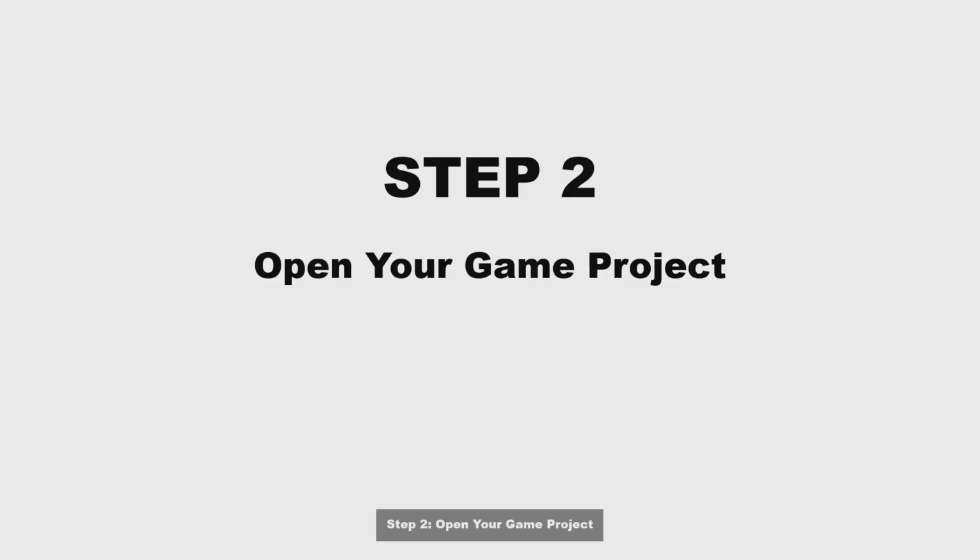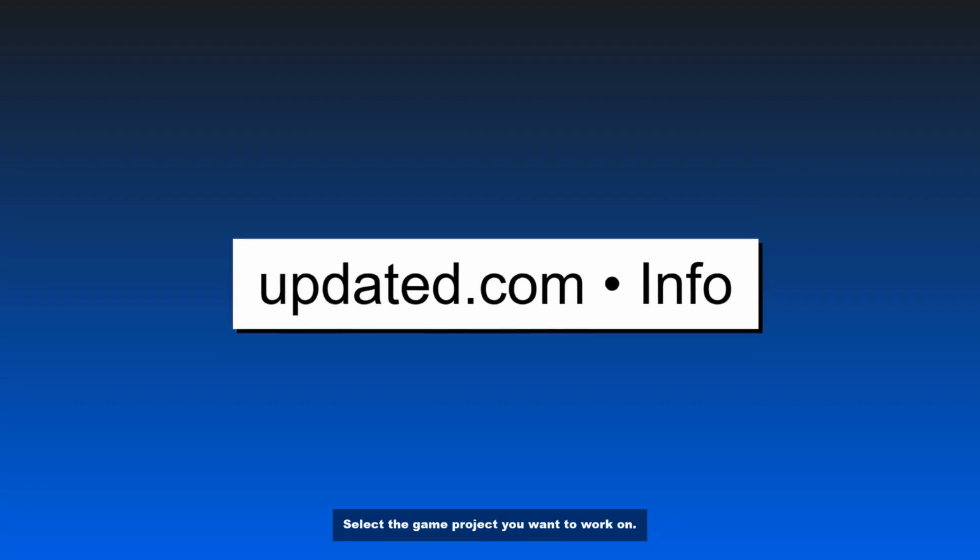Step 2. Open your game project. Select the game project you want to work on. If you don't have a project, you can create a new one to experiment with audio settings.